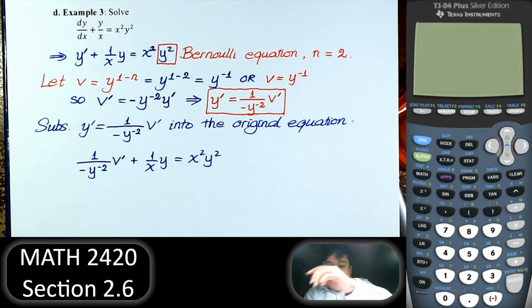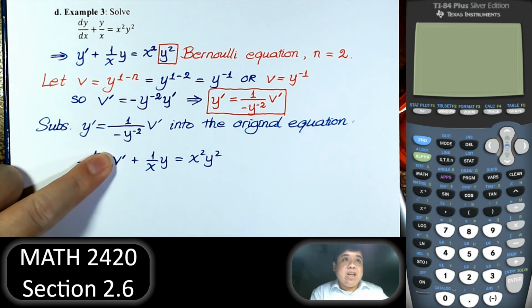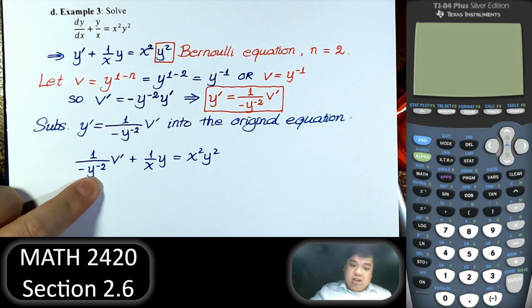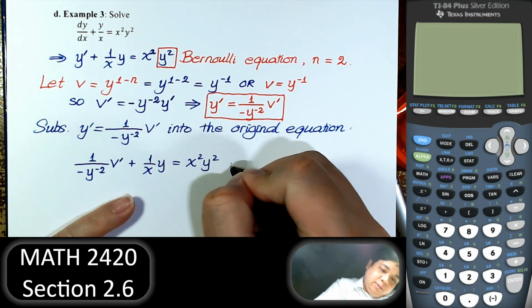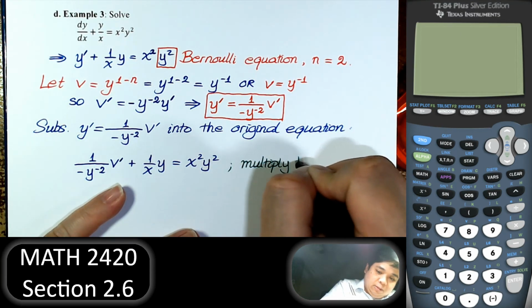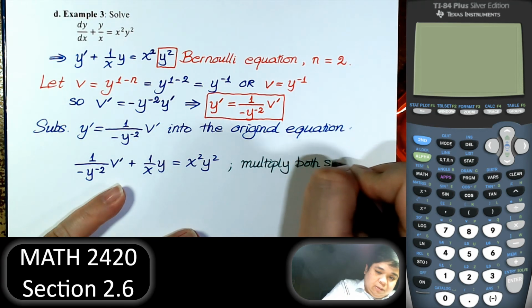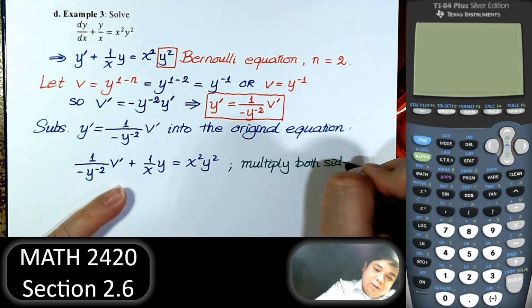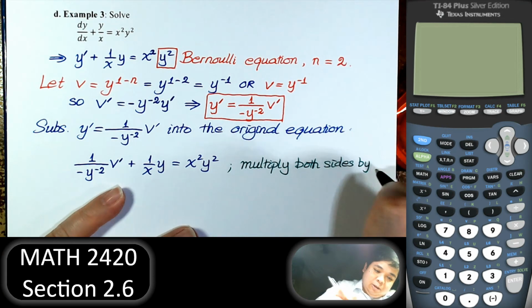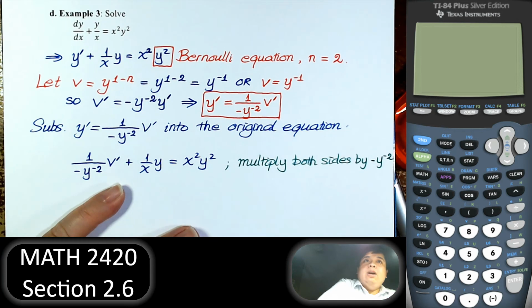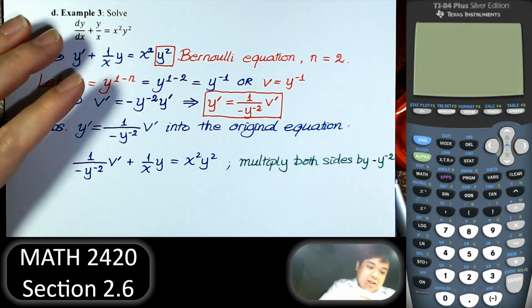Right, now this is supposed to be a linear first order equation, so the first coefficient has to be 1. So I multiply both sides by the denominator. Yeah, so I will do that.